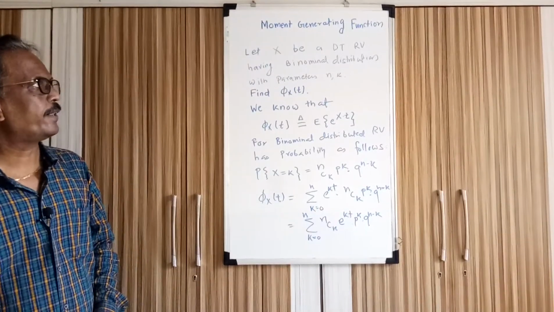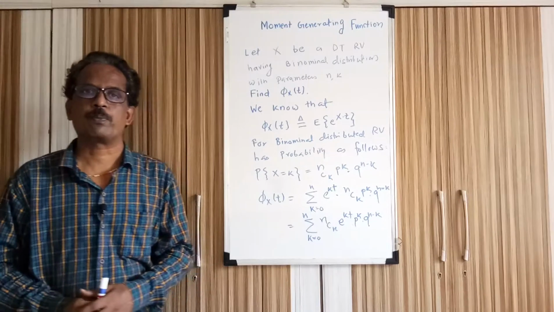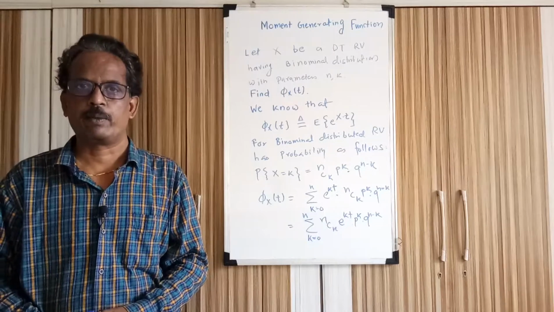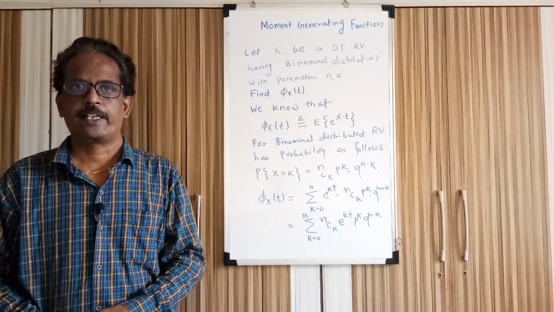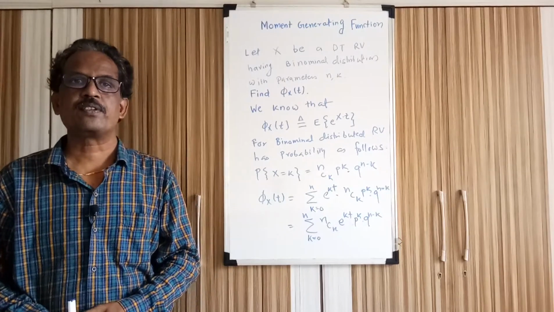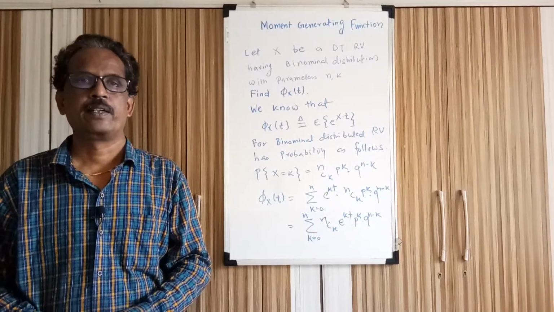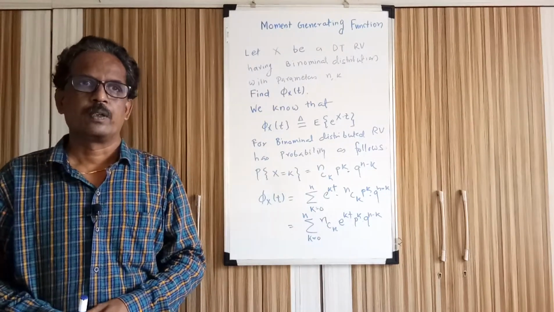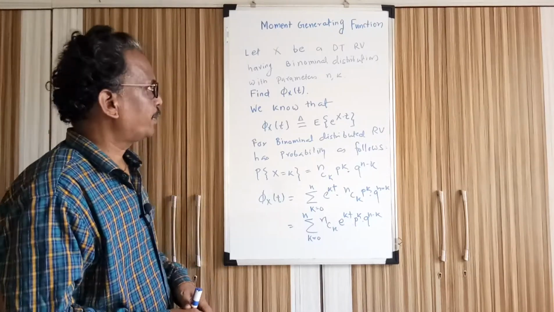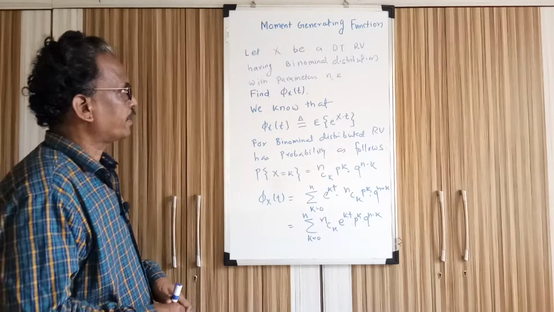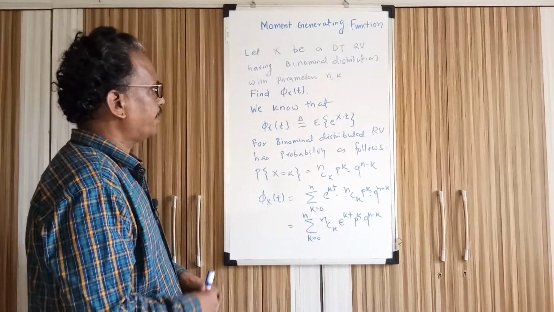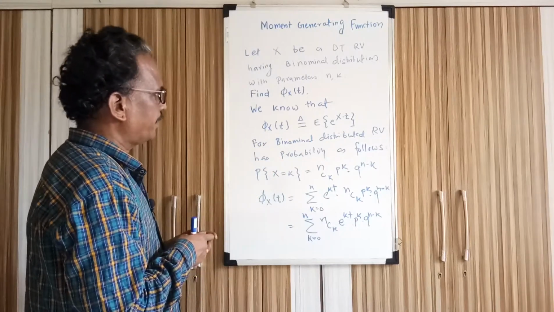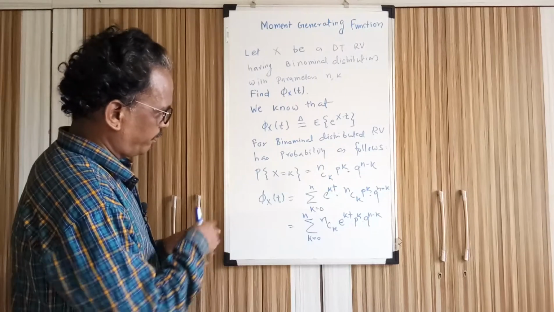Let us consider a discrete random variable which is binomial distributed. We know that the probability that x takes value k is n c k p raised to k q raised to n minus k, where k varies from 0 to n. So by using the definition of the binomial distribution, we can write the probability of that random variable x as n c k p raised to k q raised to n minus k.